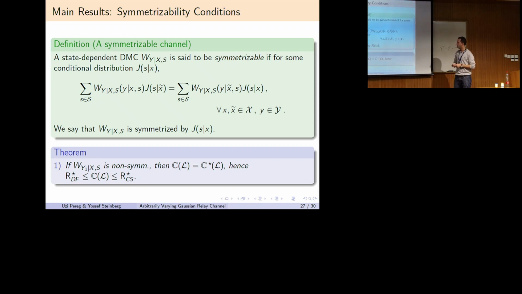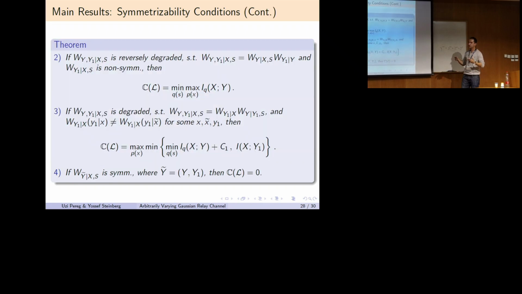So now we show that if the marginal to the relay, W of y1 given x and s, is non-symmetrizable, then the deterministic code capacity and the random code capacity are the same. So we have the same bounds, and we have additional conditions. Under this symmetrizability condition, if it is reversely degraded, then the deterministic code capacity is given by the same expression, and also for the degraded case. And then we also showed that if this channel to the combined y and y1 is symmetrizable, then the capacity is 0.